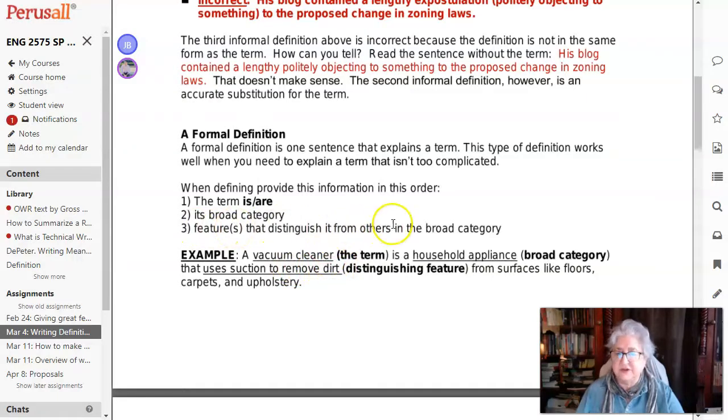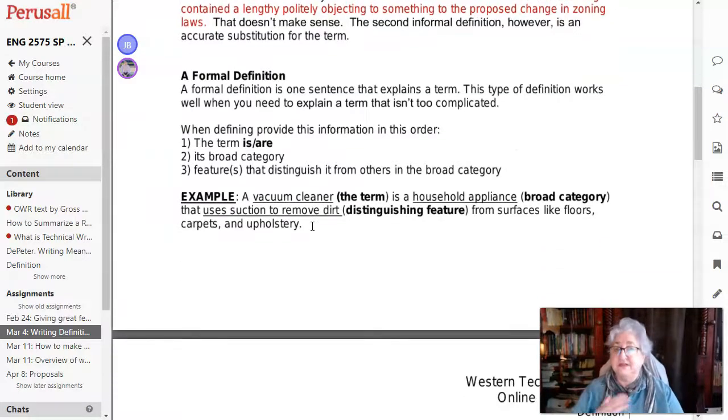That's its distinguishing features. Right, so if I'm using rhetoric, I'd say rhetoric, my term, is a word from ancient philosophy and the study of language. That's a broad category. That is used to analyze how messages are put together and the effect it has on audiences. There's my formal definition of rhetoric in my field. Right? That's in my field.